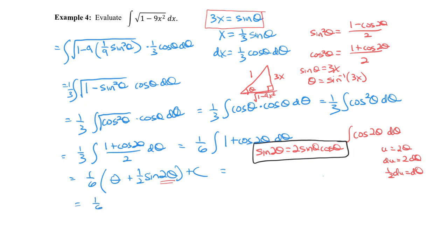All right, 1/6 theta plus 1/2 sine of 2 theta, which means 1/2 times 2 sine theta cosine theta plus c. And of course, this is equal to 1/6 theta plus, 1/2 times 2 is just 1, so I get sine theta cosine theta plus c.